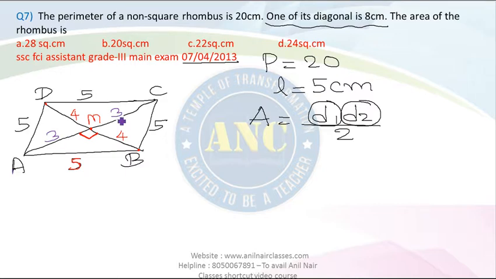Sir, if AM is 3, how come MC is 3? The diagonals will bisect each other. That means AM and MC both are absolutely the same. So AC will be 3 plus 3, 6.